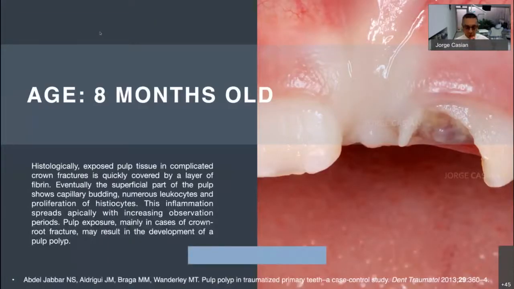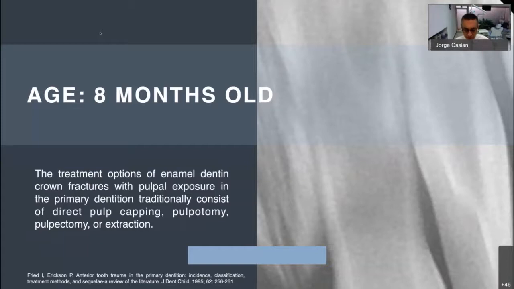Okay, look at this photo. This is an 8-year-old baby with a broken upper left central incisor, and the pulp is exposed. It was exposed for more than 2 weeks. That tooth was completely asymptomatic. This is important. Look at the X-ray. Look at the apex. It's completely open.